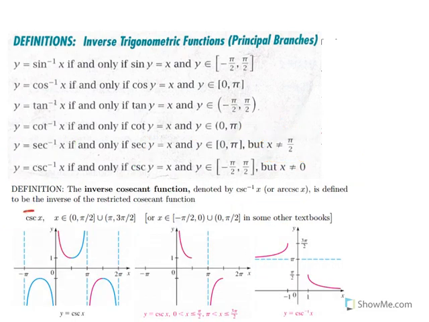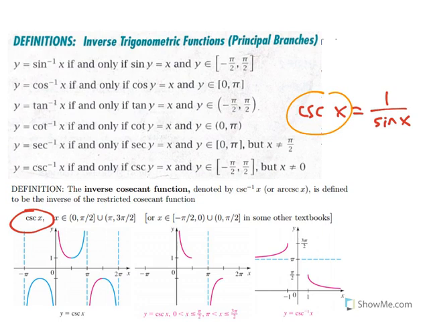And the same is true for the cosecant function. The domain of the cosecant function is all real numbers except those that make the denominator of 1 over sine of x equal to 0, because remember, cosecant of x is equal to 1 over sine of x. So the domain of the cosecant function is all x except those that make sine equal to 0.